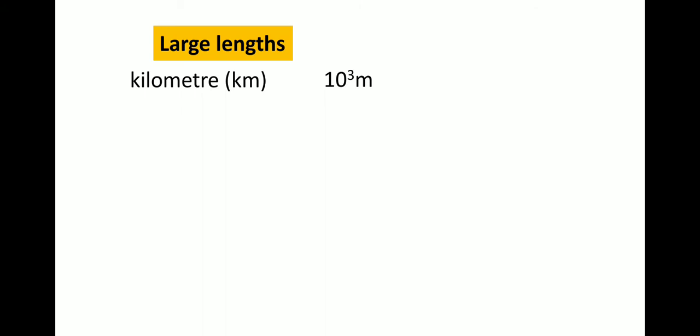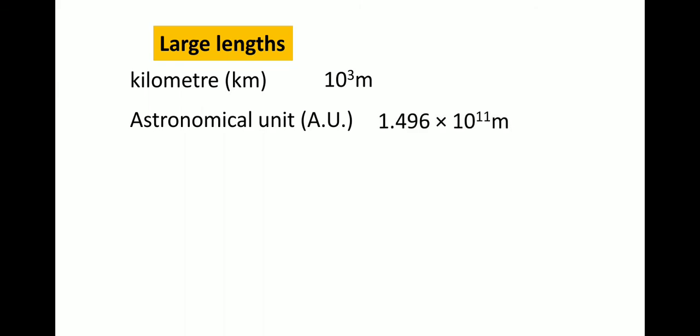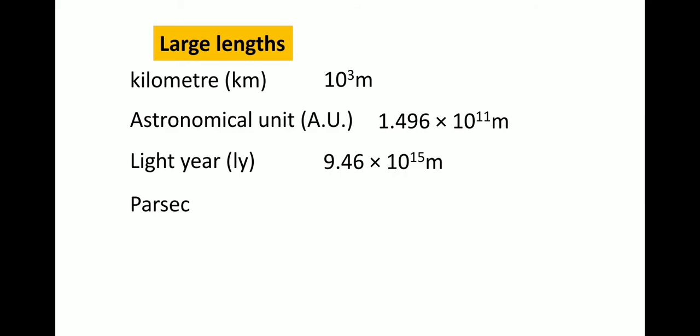Even the bigger units to measure length is astronomical unit, AU, which is equal to 1.496 into 10 to the power 11 meters. Light year, represented as LY, which is equal to 9.46 into 10 to the power 15 meters. And also parsec, which is equal to 3.26 light years. So let's understand what these astronomical unit, light year and parsec mean.